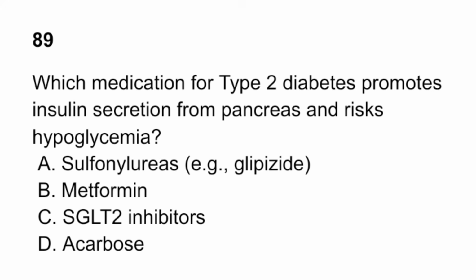89. Which medication for type 2 diabetes promotes insulin secretion from pancreas and risks hypoglycemia? A. Sulfonylureas, e.g., glipizide. B. Metformin. C. SGLT2 inhibitors. D. Acarbose.